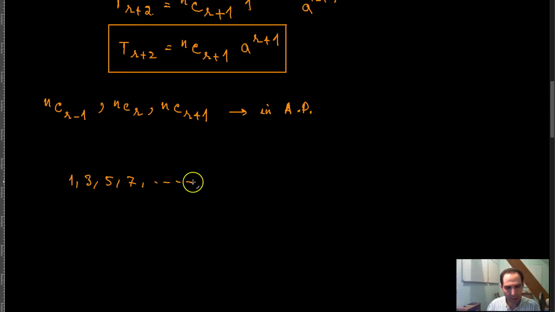These numbers are said to be in arithmetic progression because this number over here, 3, can be written as 1 plus 2. This number over here can be written as 3 plus 2. This number over here can be written as 5 plus 2. That means that any of these numbers can be written as the previous number plus 2. So this 2 is called the common difference.